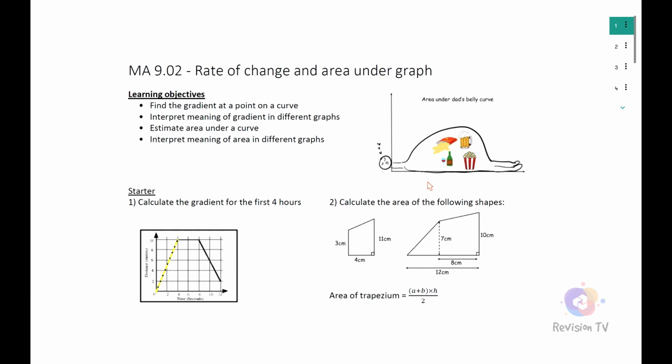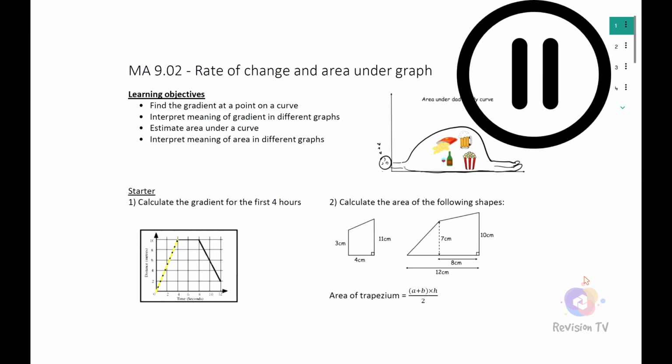We are going to look at the gradient at a point on the curve, and we're going to interpret the meaning of gradient in different graphs. Then in the second part of the lesson, we're going to go through how to estimate area under the curve and interpret the meaning of area in different graphs. Okay, right, so here are some starter questions. Have a go at the question, pause the video. When you're ready for the answer, you can press play.